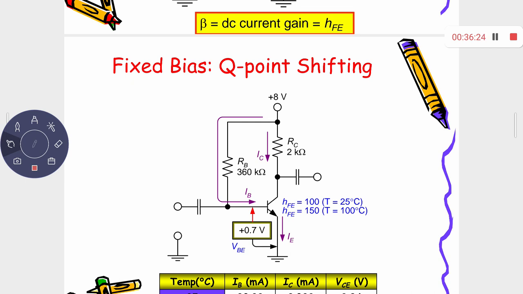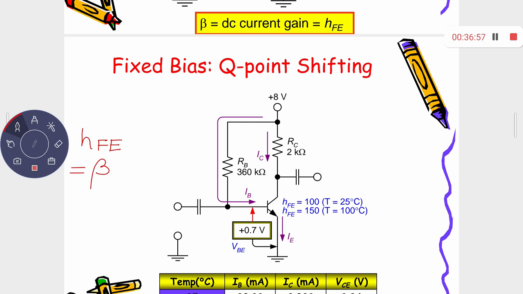It's better not to get confused with this HFE and beta. Let's assume that it's not HFE for the time being. This HFE is a hybrid parameter. We have not started beta. In fact, for HFE and beta, you have two betas. One is beta DC, the second is called beta AC. And whenever somebody says H of FE, that means it's beta AC.